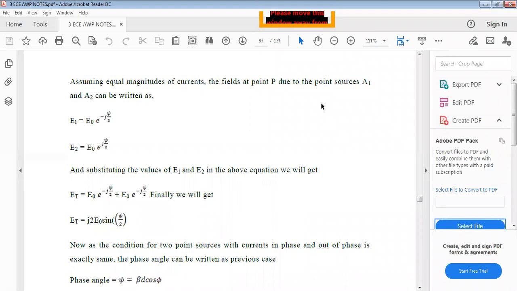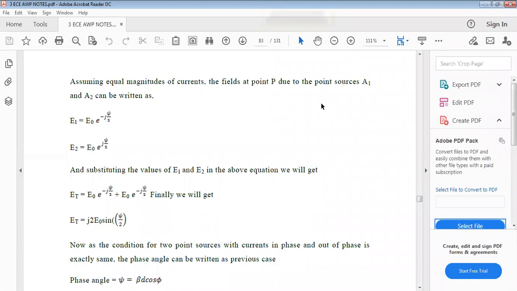The signal amplitude is 2e naught in both cases, but the difference is, for identical cases we consider cos beta d cos phi by 2, whereas for unidentical, this is considered as an imaginary term j with the same amplitude, but instead of cos, here they consider sine. Why? Because of the unidentical excitation. What is the difference between that cos and sine here? There is a relative phase shift of 90 degrees, that's why cos becomes sine here. That is the difference.